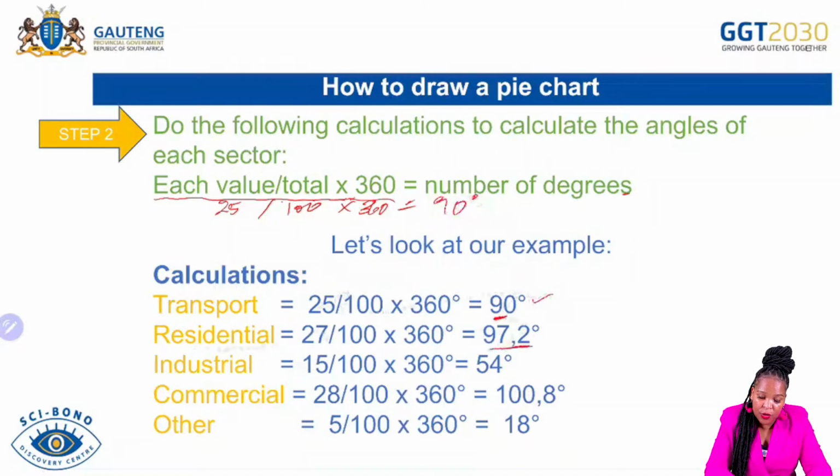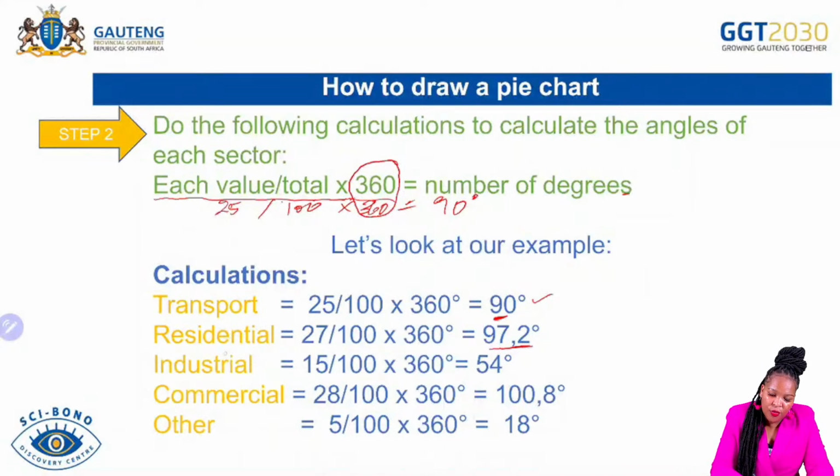Your residential, they were 27% out of 100%. Then you multiply by 360. You always multiply by the number in which you are converting to. So if you want to convert something to 360, you multiply by 360. If you want to convert to 50, you multiply by 50, and so on. Right, so for residential, you are going to say 27 divided by 100 multiplied by 360, then you get 97.2. Industrial, 15 divided by 100 multiplied by 360, it will give you your 54 degrees. Please take note of the value here. It is now in angles, right? So you have all those, so you have 90, 97, 54, 108, and 18.